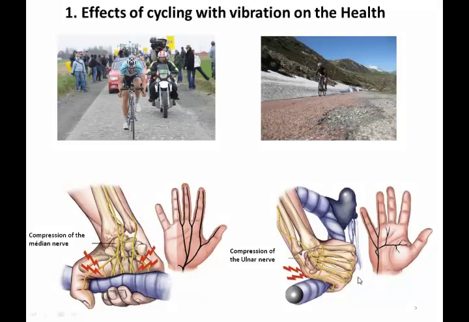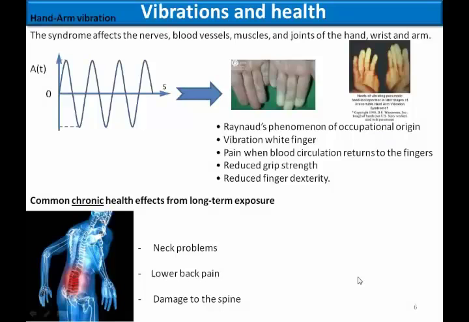Vibration exposure in cycling can have acute and chronic repercussions on the health of the cyclist. These repercussions can be localized on the upper limbs, especially on the hands, with an increase of compression of the median and ulnar nerves. They can be localized on the fingers with pain, decrease of grip strength, and dexterity. The chronic effects can also be localized on the neck and back with different pathologies.